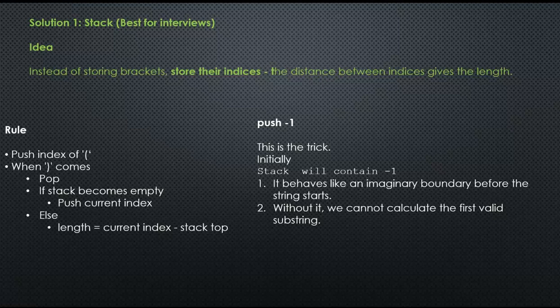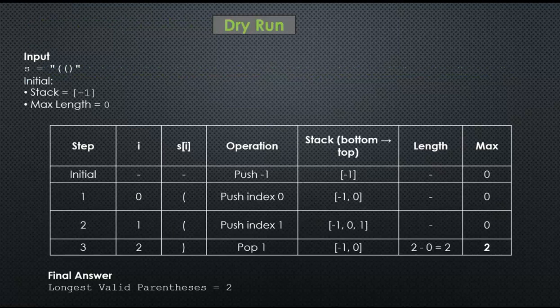Fine, let us go for a dry run. Let me take an example. S is equal to open parenthesis, open parenthesis, close parenthesis. Initially I will keep the stack to be -1. Step 1, look, i equal to 0. The input is open parenthesis. So if it is open parenthesis, what will I do? I push the index 0. Now the stack becomes -1, 0. So no updation for max.